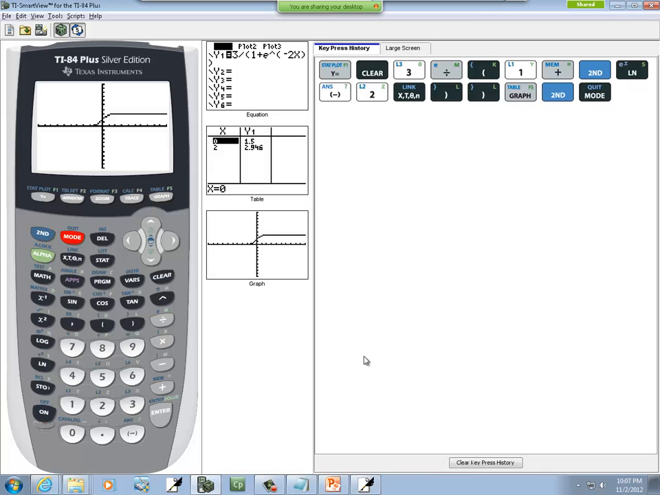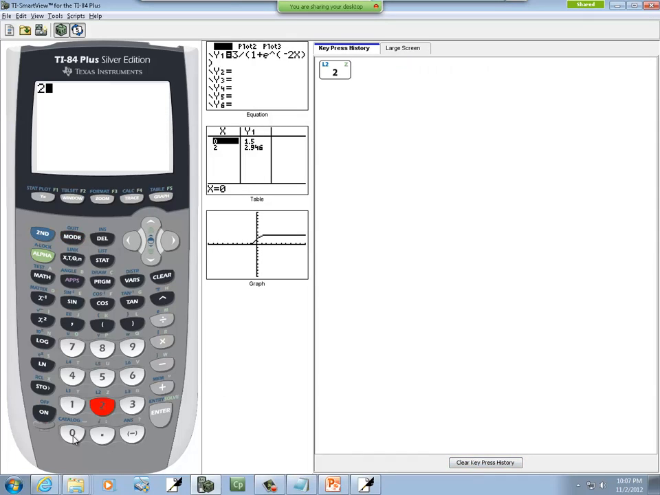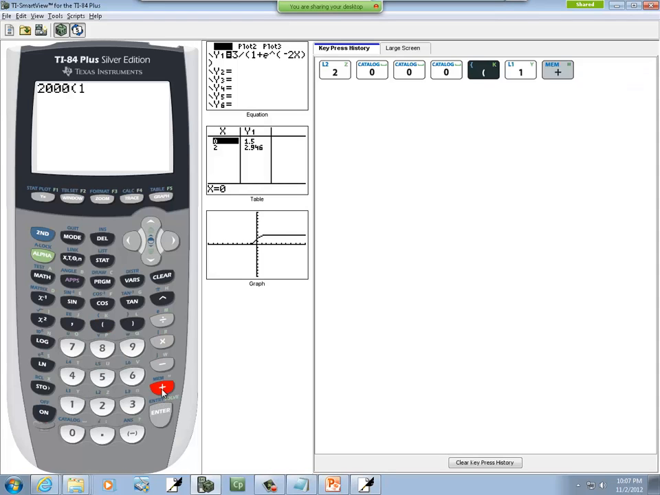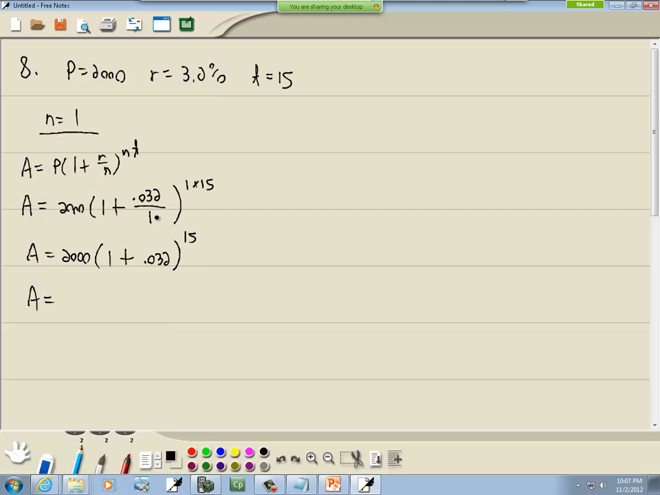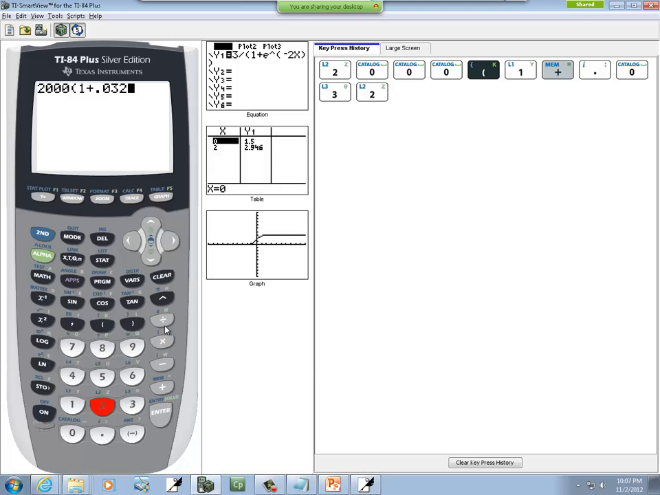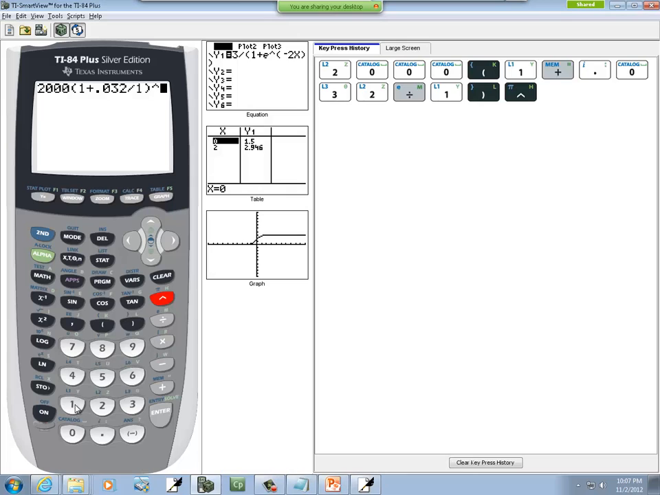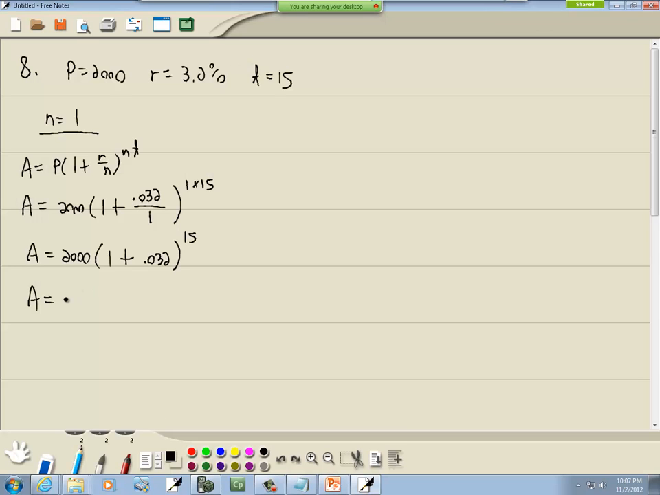So I want to exit out of graph mode here. Put in 2,000, beginning parentheses, 1 plus 0.032. And actually that was divided by 1, wasn't it? Yeah, let me go ahead and divide by 1. Close parentheses, caret, and then 15. Enter. And that gives us our answer: 3207.93.